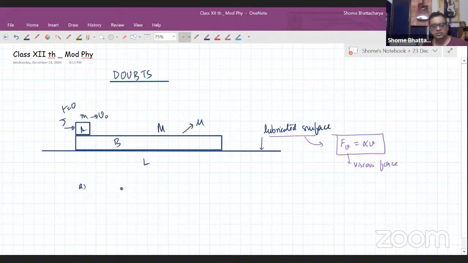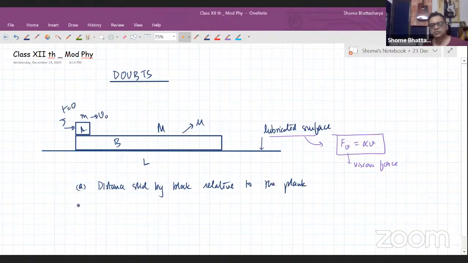The distance slid by the block relative to the plank. And we have to also find out the total distance slid by the plank.